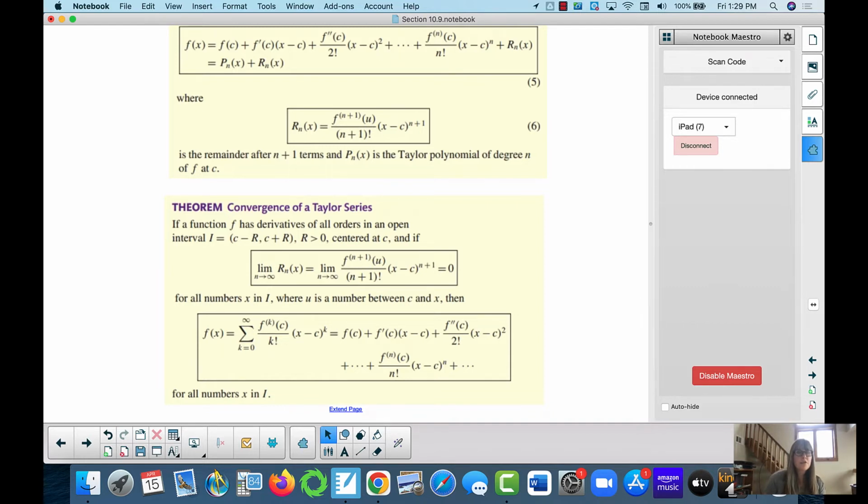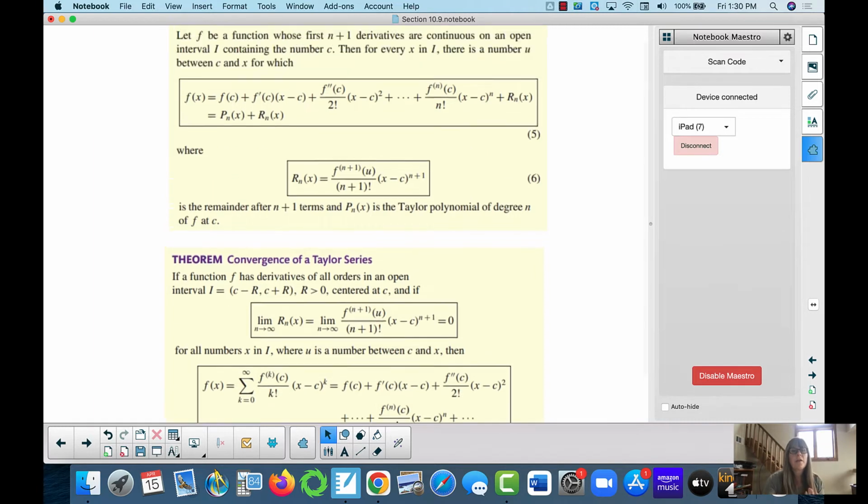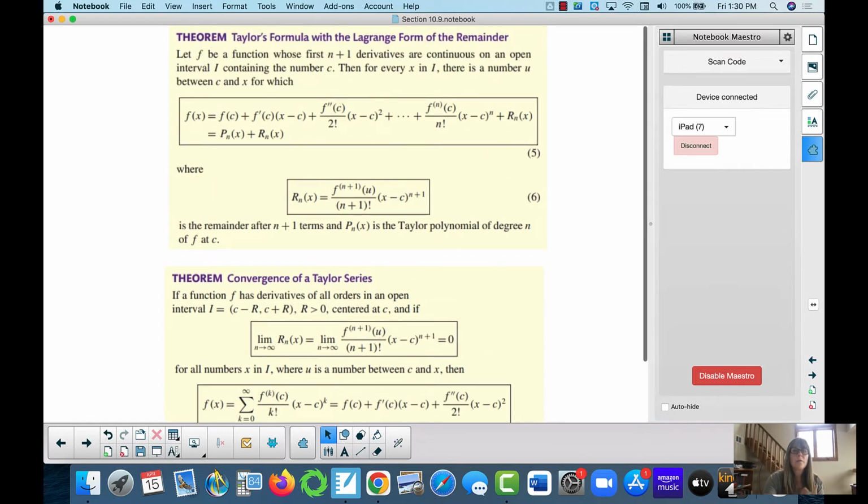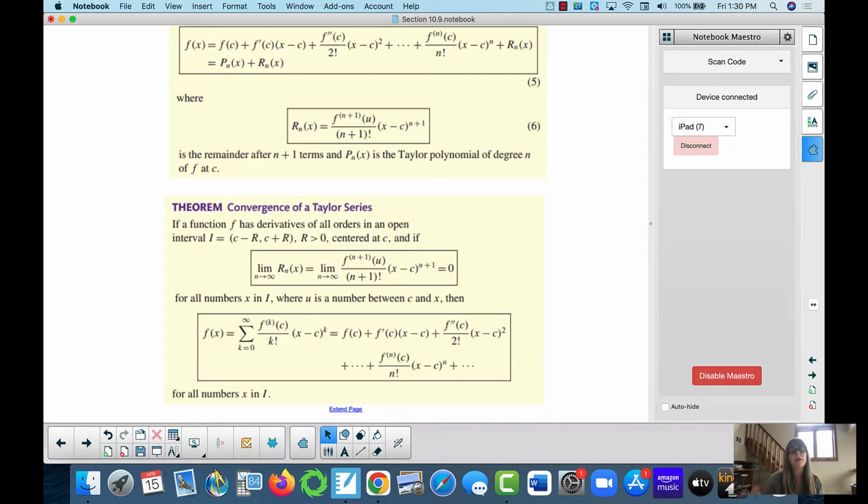The second thing is we can show that a Taylor series converges if the limit as n approaches infinity of that remainder is 0. So that's a theorem that you should know, that when we use this formula to come up with a Taylor polynomial to represent a function, we have that remainder, and then if we can show that that remainder goes to 0 as n approaches infinity, we can show that that series converges to that function.